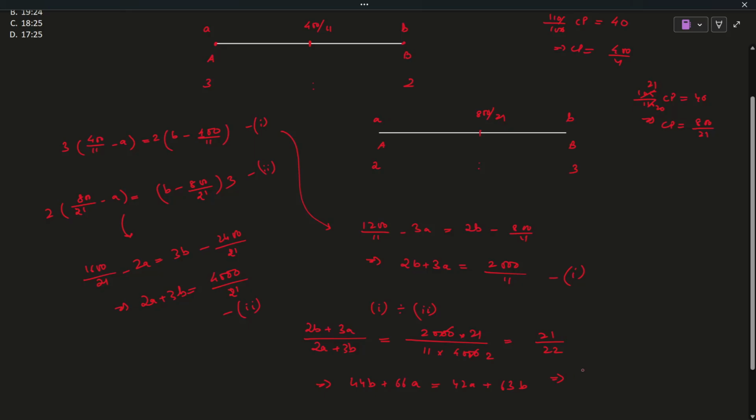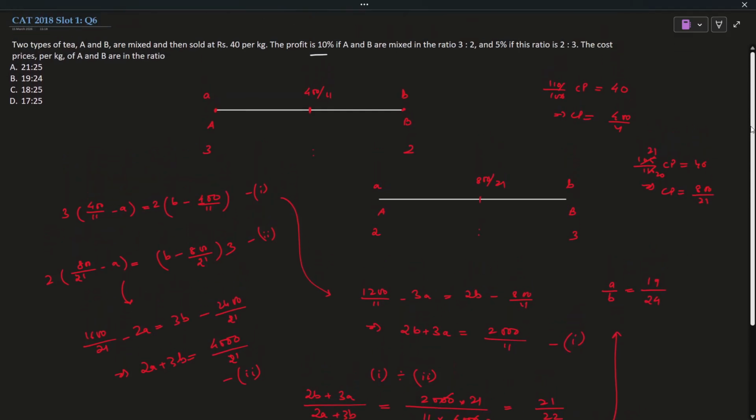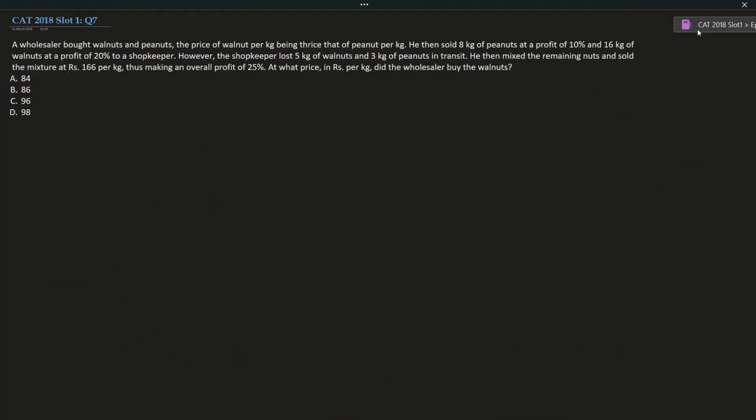From here I can collect the b terms: 64 minus 44, so 19b is equal to 66 minus 42, that is 24a. So a by b will be 19 by 24. Okay, so from here I can write a by b is 19 by 24. Correct answer will be option B. Okay, guys, a simple question again. Let's move on to the next question.